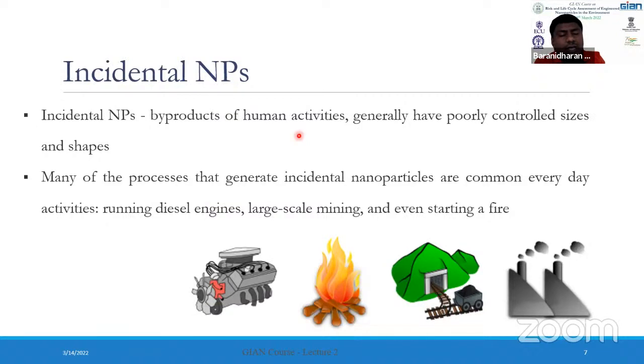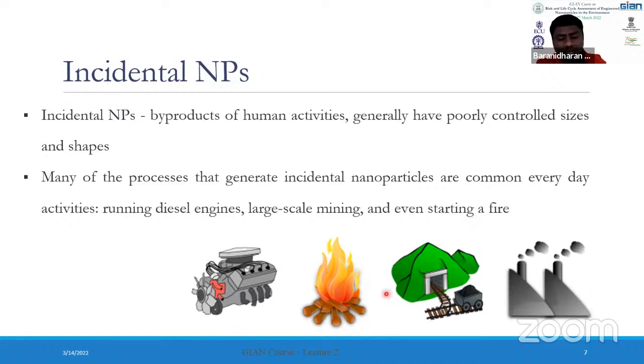So moving on, incidental nanoparticles, a byproduct of human activity. These are generally not tweaked or engineered nanoparticles. These will not be of a specific size, but will be of different sizes. And being a byproduct of human activity, they generally have very poor size ranges and shapes. So this will not have any specific size or specific shape. Many of the processes that generate incidental nanoparticles are common every day, such as running a diesel engine or a petrol engine, large scale mining, and even starting a fire, or when you start a pump or motor or any other thing.